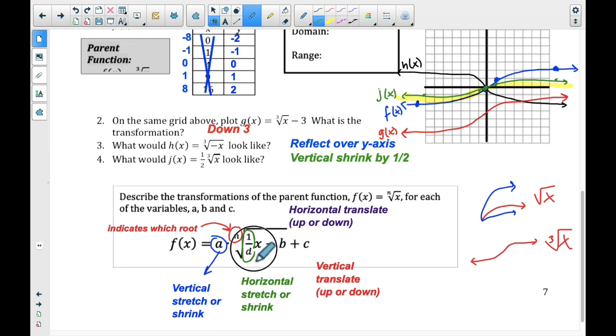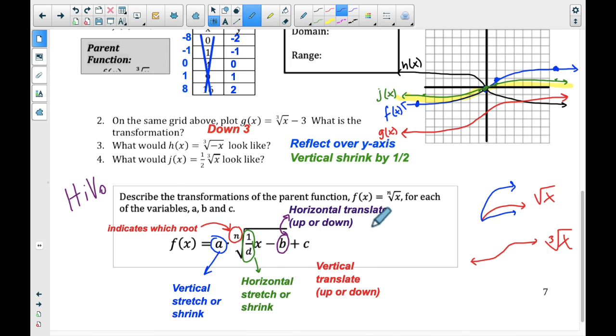Now this one inside, we are not going to pay much attention to in this class. You'll do it more next year. But 1 over d is going to be a horizontal stretch or shrink. Don't worry about it. Inside here, that is horizontal. Remember HIVO. Horizontal inside, vertical outside.